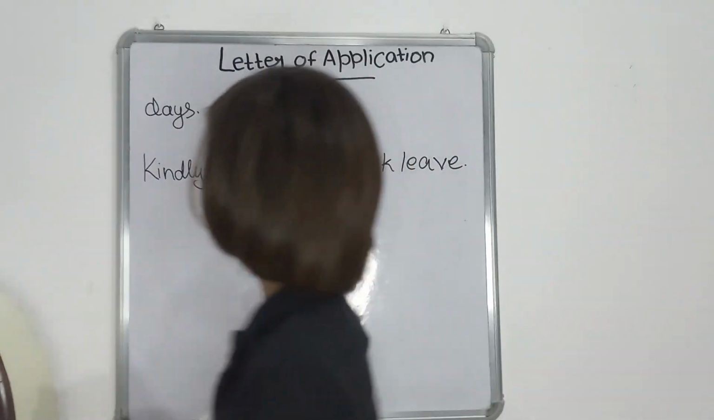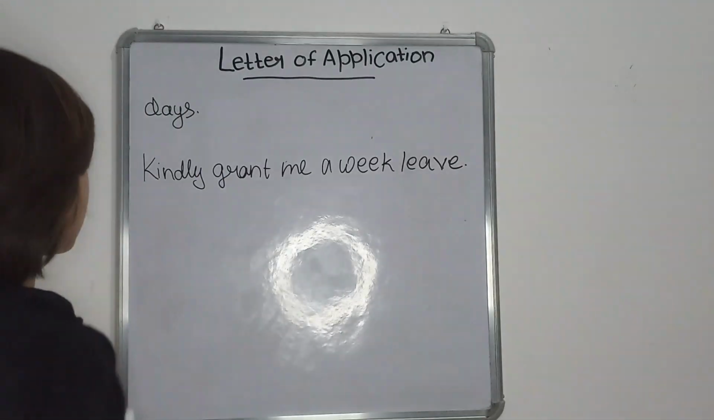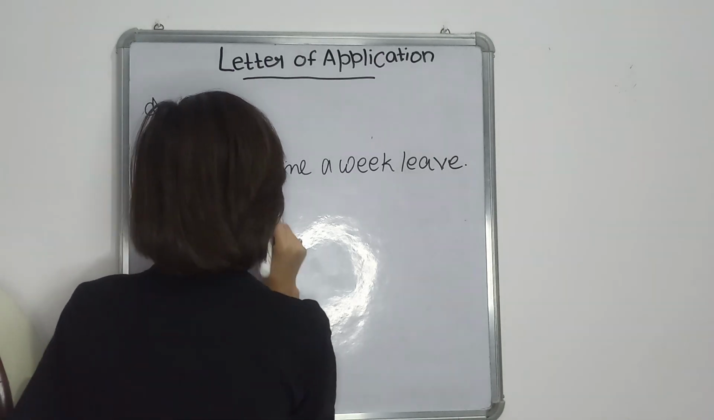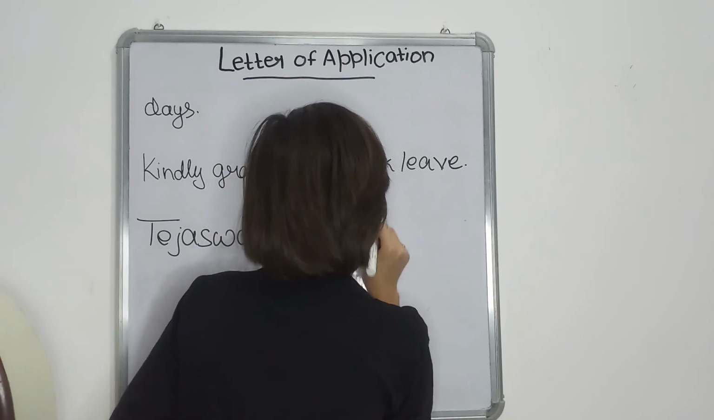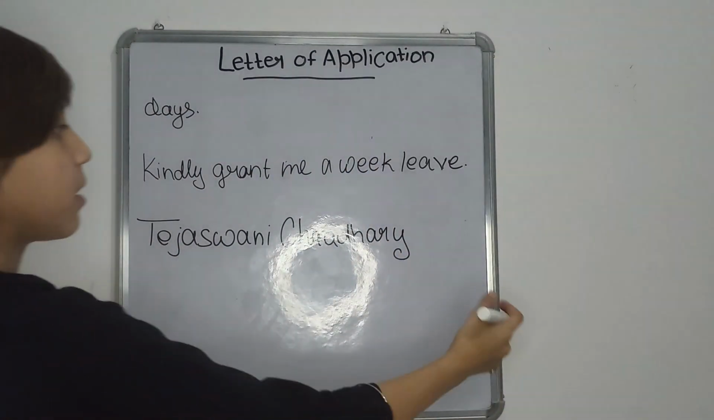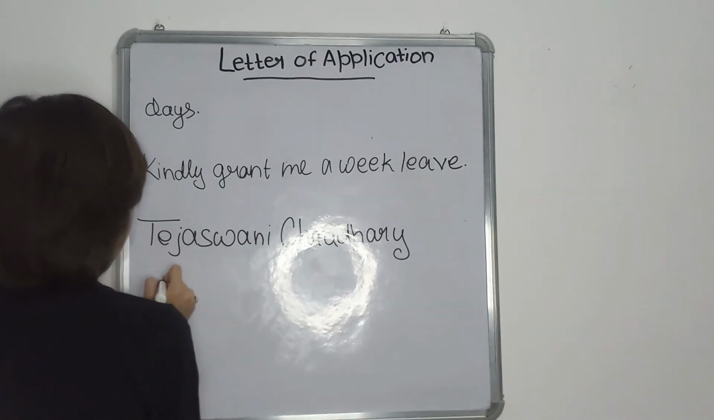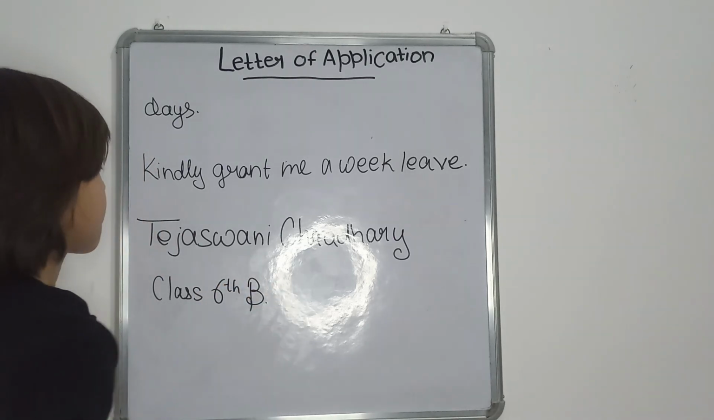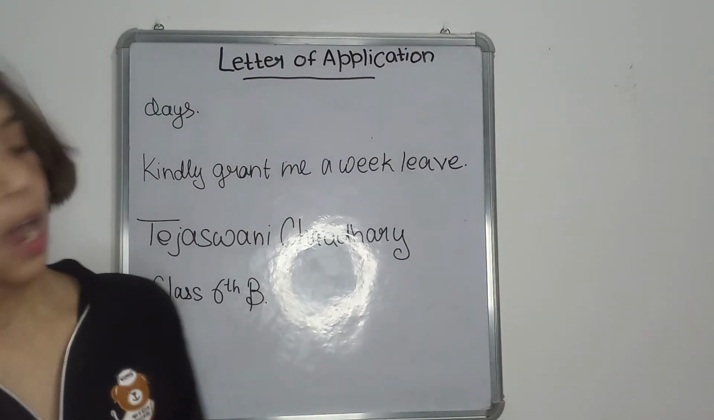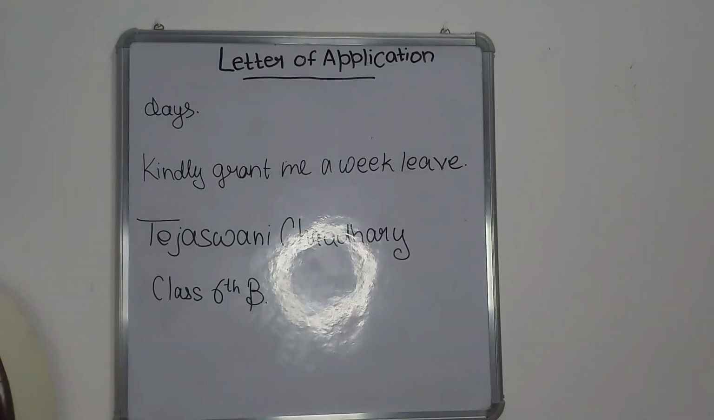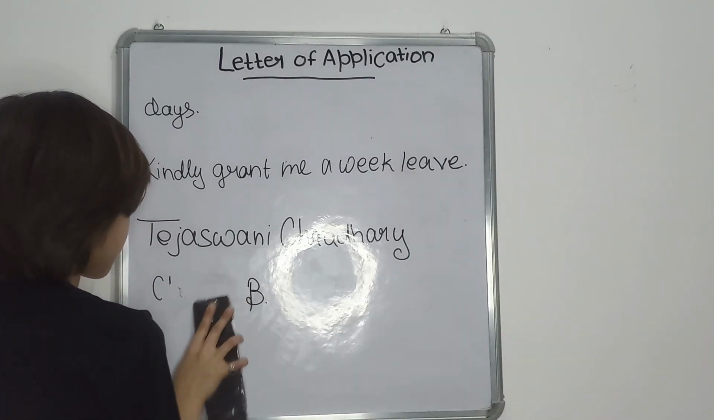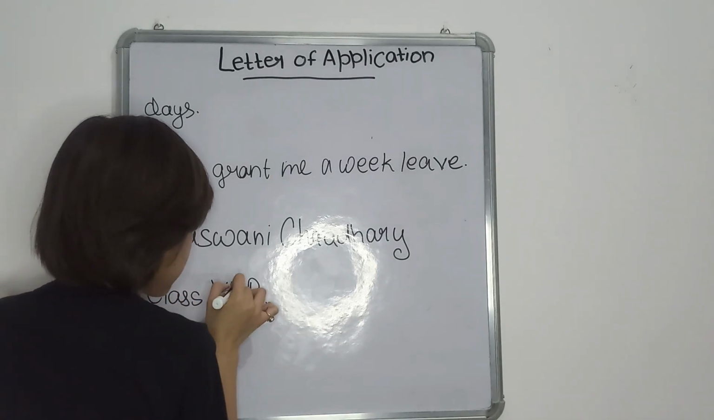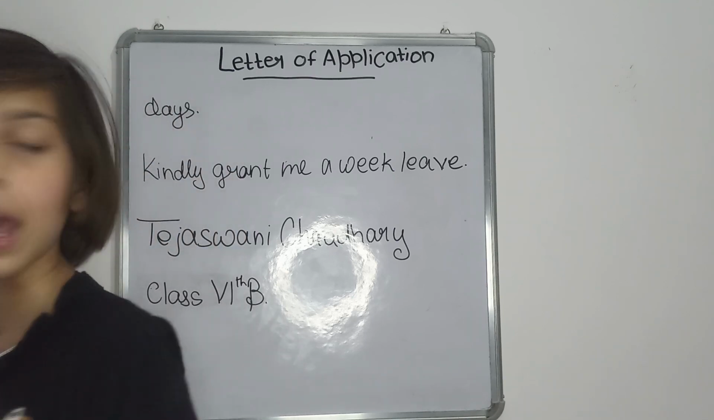In closing, we will write our name, our class and our section. Okay. Name was Tejaswini Chaudhary. I know my name is very big, so it fits my whole board. Then class 6th B. Okay, so class 6th B, and this is how we can write a leave letter.